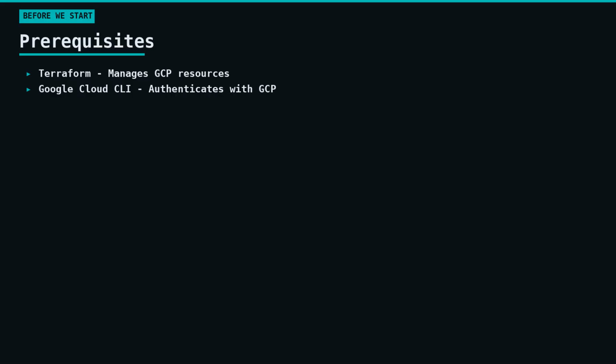Installing Terraform is straightforward. You can download it from the official Terraform website. For the Google Cloud CLI, you can install it and use the command gcloud auth login to authenticate.